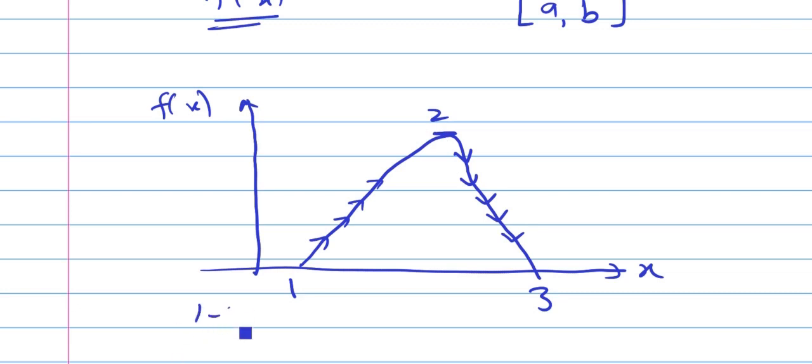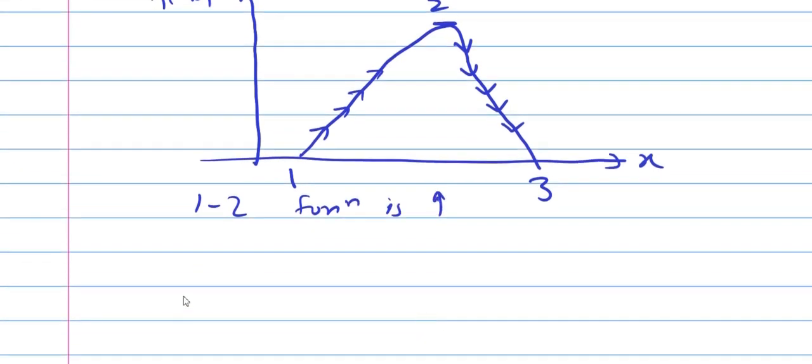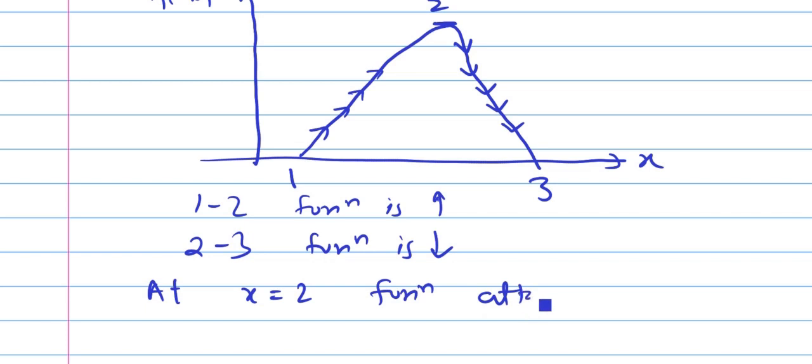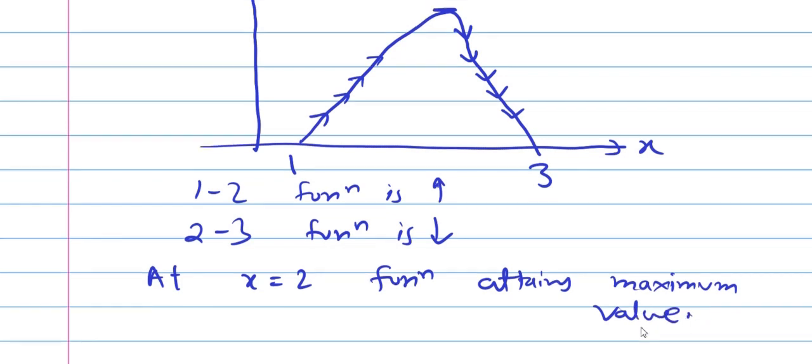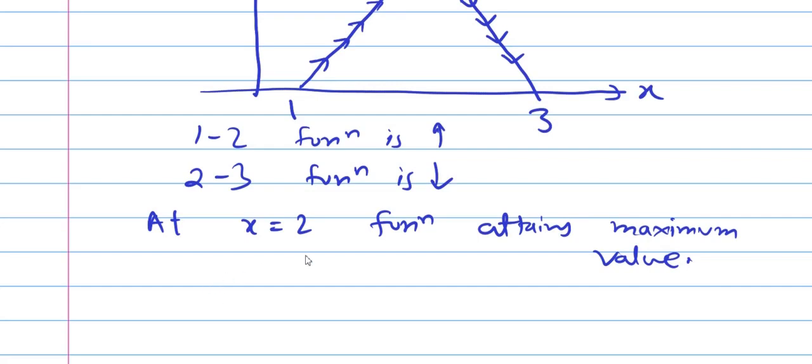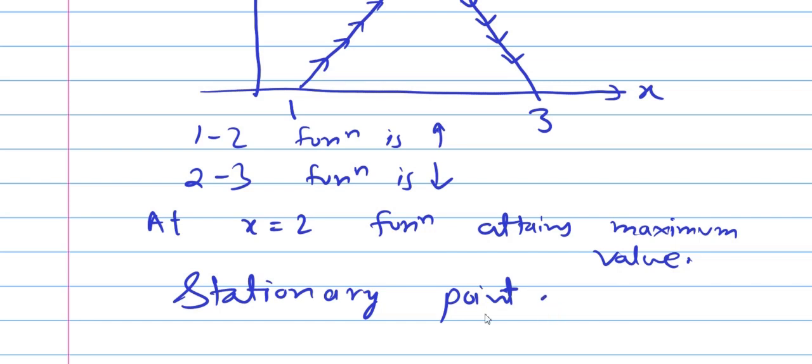So from 1 to 2, function is increasing. From 2 to 3, function is decreasing. And at 2, at x equal to 2, function attains maximum value. The point at which the function attains maximum value or minimum value is called as the stationary point.